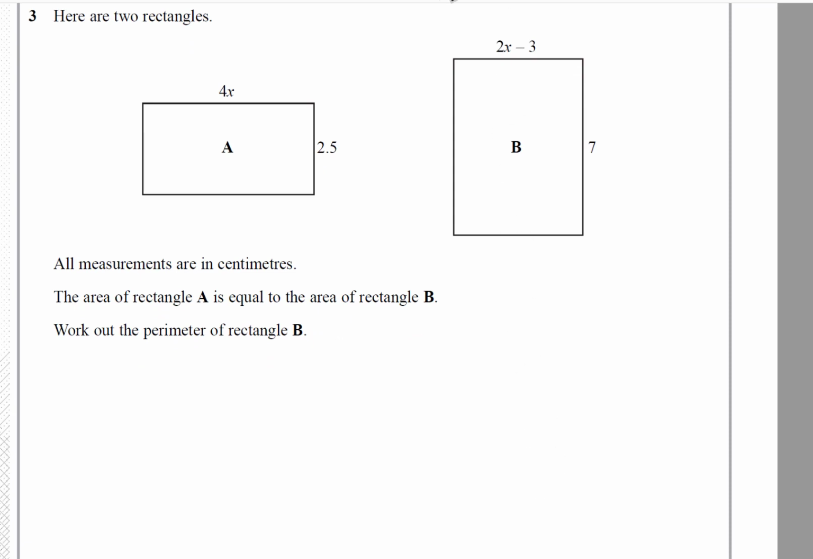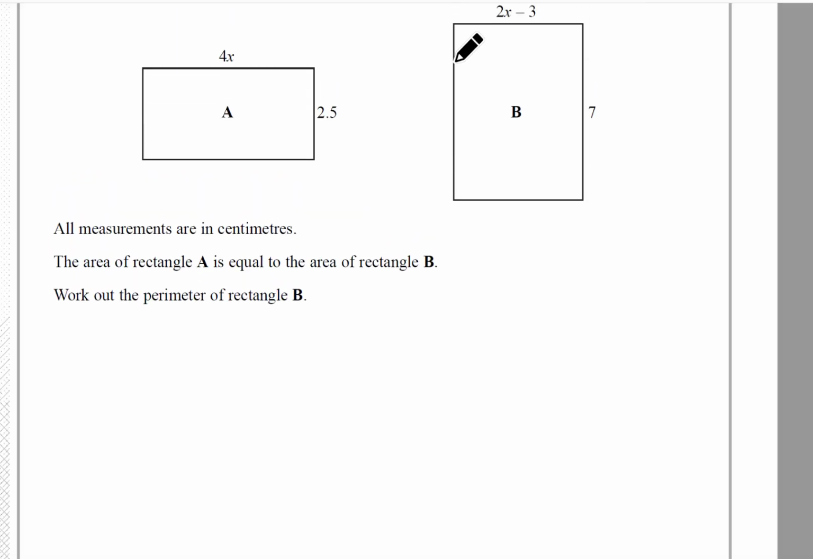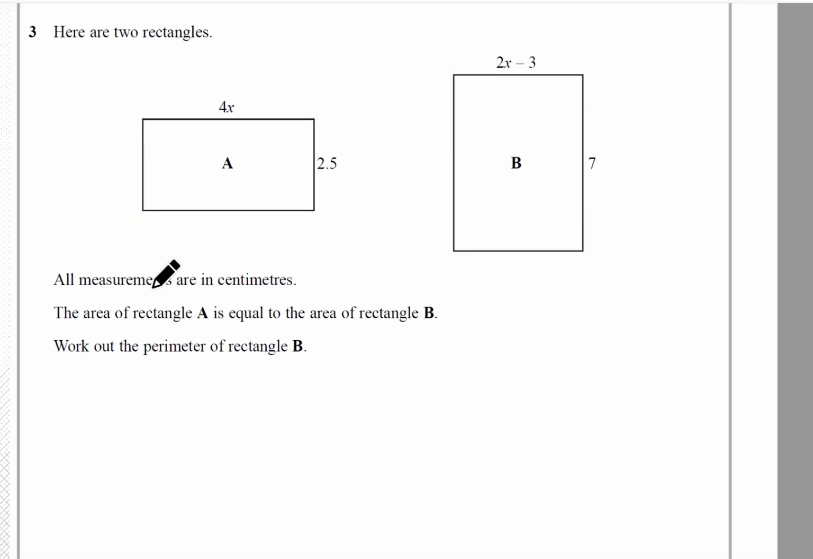Question 3, let's zoom out a bit. 2 rectangles, all measurements are in centimetres. The area of rectangle A is equal to area of rectangle B. Work out the perimeter of rectangle B. So just create an equation first for 1 mark. The areas are equal. How would we find out the area?